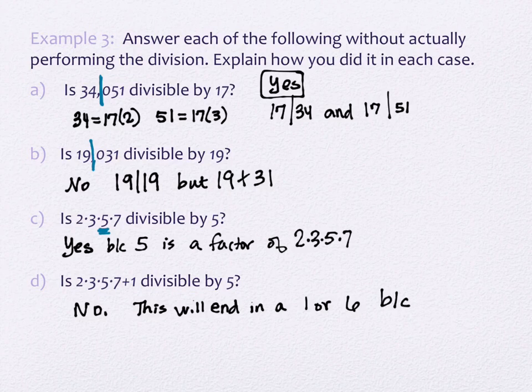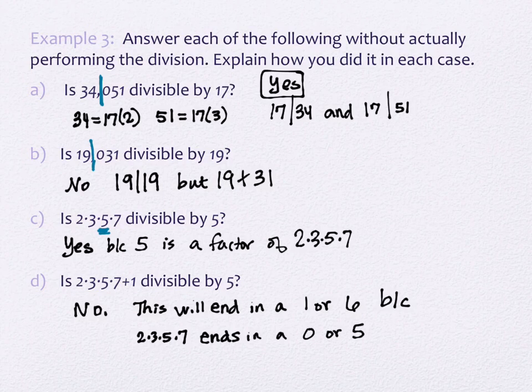So when you multiply everything by 5, you're going to end up with something ending in 0 or 5, but then when you add 1, it makes it a different answer. Okay, how does 2 times 3 times 5 times 7 end? In a 0 or 5. Yeah, it ends in a 0 or 5.